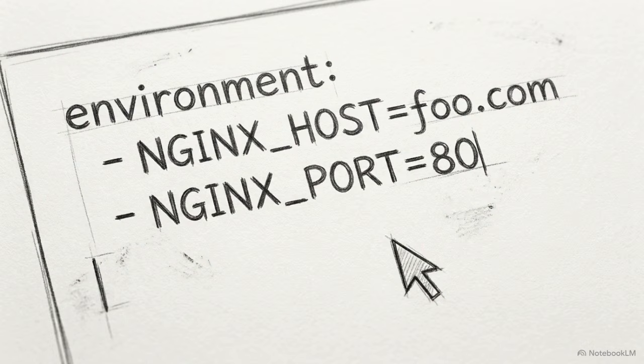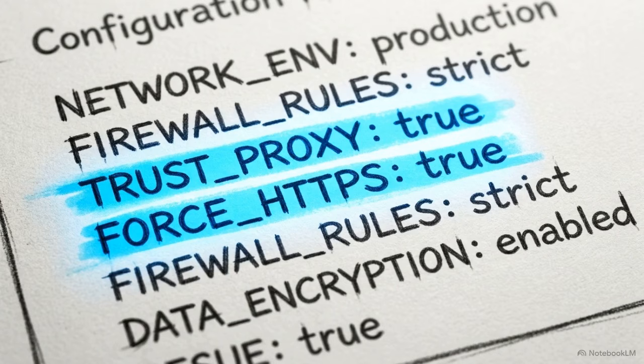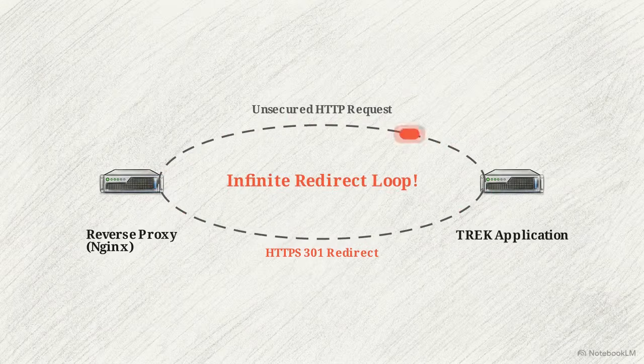Finally, we return to the Docker Compose environment variables to align the container with your proxy. Set both trust proxy and force HTTPS to true in the configuration list. Failing to establish this trust can lead to silent synchronization failures or infinite redirect loops.